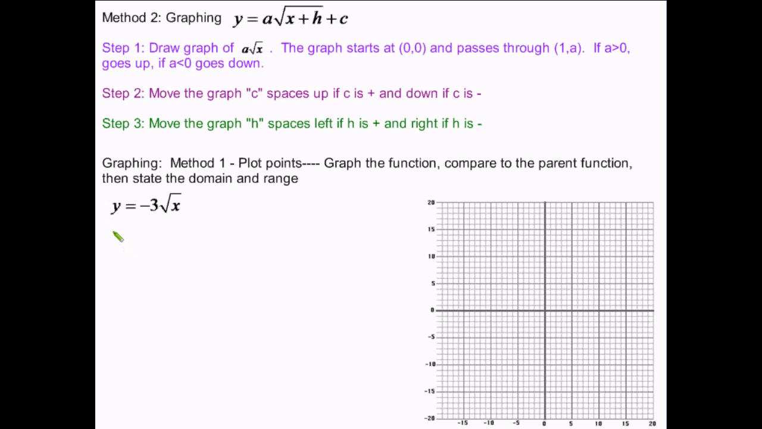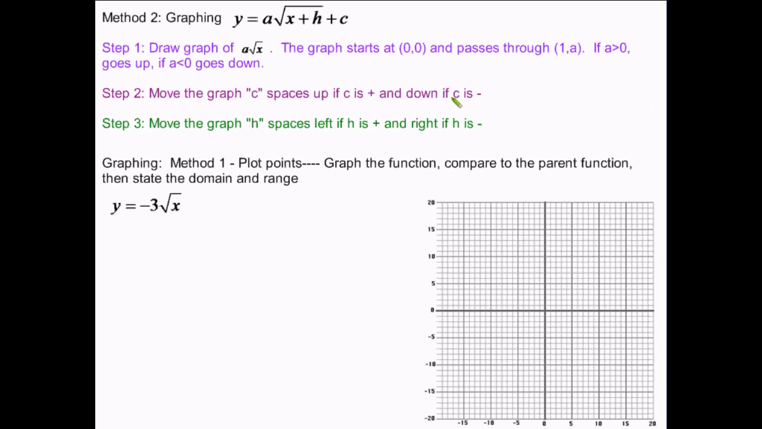So we want to draw the basic shape based on what a is. If a is twice as big, 4 times as big, 3 times as big, etc. It starts at 0, 0, and then it passes through 1, comma a. So if a is 2, it would be 1, 2. If a is negative 3, it would be 1, negative 3. And that tells us if a is positive, the graph will continue to go up like this. If a is negative, it'll go down like that. So that's the basic starting.